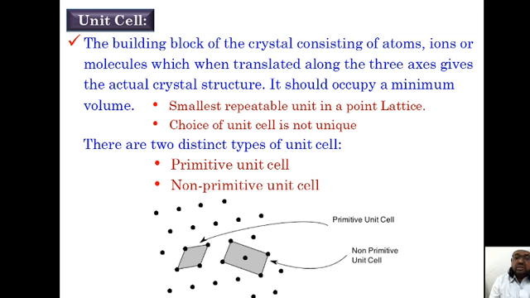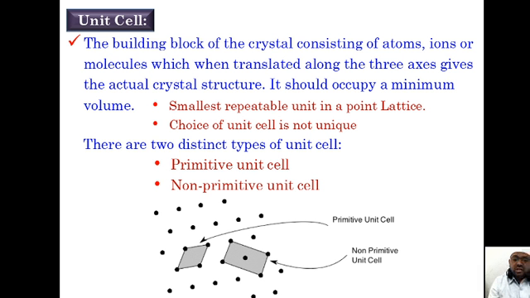So actually we start with the basic entity. If you join these points here, you can see it is a building block. A unit cell is nothing but the smallest geometrical figure which, on translation repetition, gives us the exact structure of the crystal. There are different types of unit cell: you will find the primitive unit cell and the non-primitive unit cell. What is the actual meaning of primitive unit cell and non-primitive unit cell?